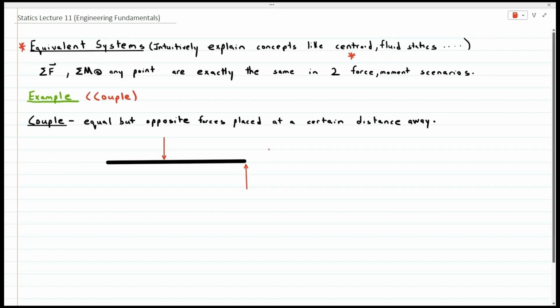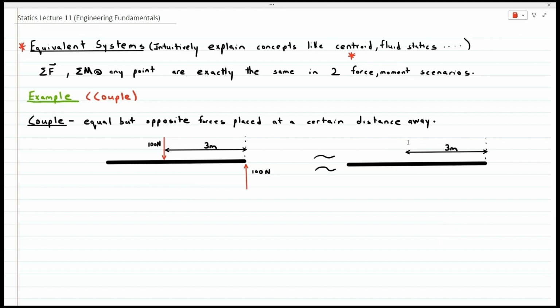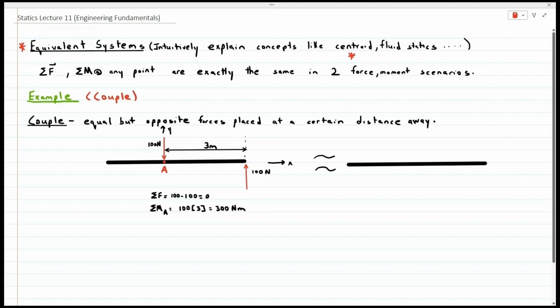Let's say I had a couple made of 200-pound forces placed at a distance of 3 meters away. If I wanted to produce the statically equivalent version of this system, I could assess the sum of the forces, which is 0, and the sum of the moments about any point. Let's say the moment about point A, and we see the moment about point A is 300 Newton meters, and it's positive, meaning it's counterclockwise. What I could do is place at point A, or actually anywhere along that length, a 300 Newton meter couple.